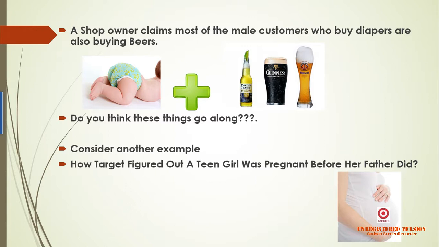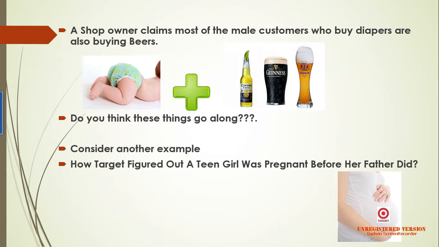There was a 16-year-old girl who was in college. Her father received mails regarding coupons for babies, like for diapers, to buy children's clothes, children's creams, children's soaps. And the father got angry and he called Target and asked what is happening here.